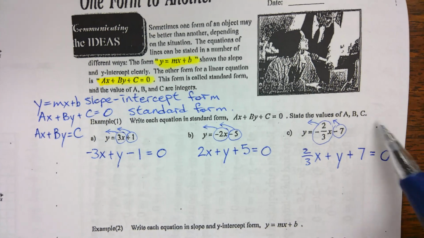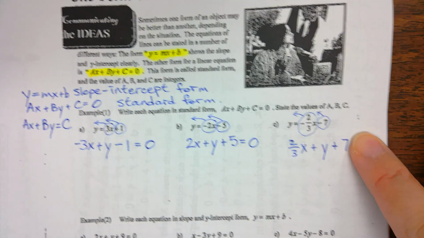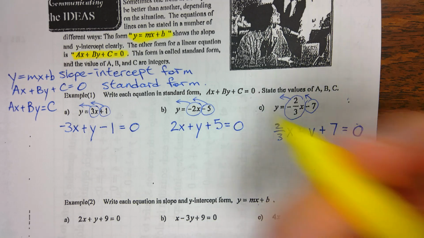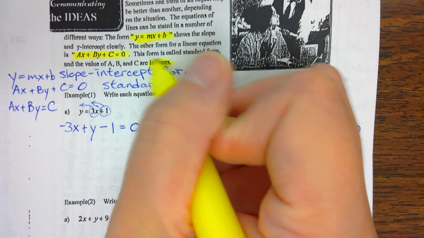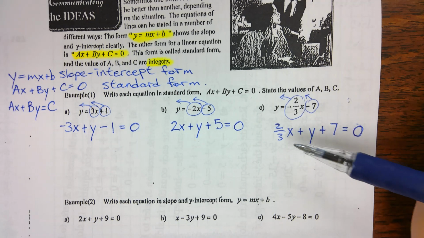Okay. Remember, if I don't see the equals 0, it's not an equation. You just change the whole thing into an expression. But I'm not satisfied with this final answer though. Why? Because A is not an integer. All of them have to be integers in standard form. So 2/3 is not an integer, okay?